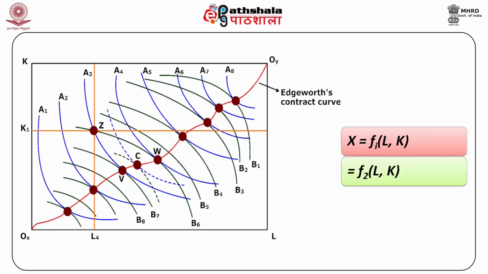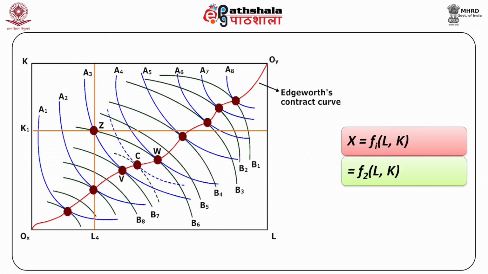Let us consider the position at point Z. At point Z, what we can see is B4 and A3 are intersecting. Now we are considering two sets of isoquants.